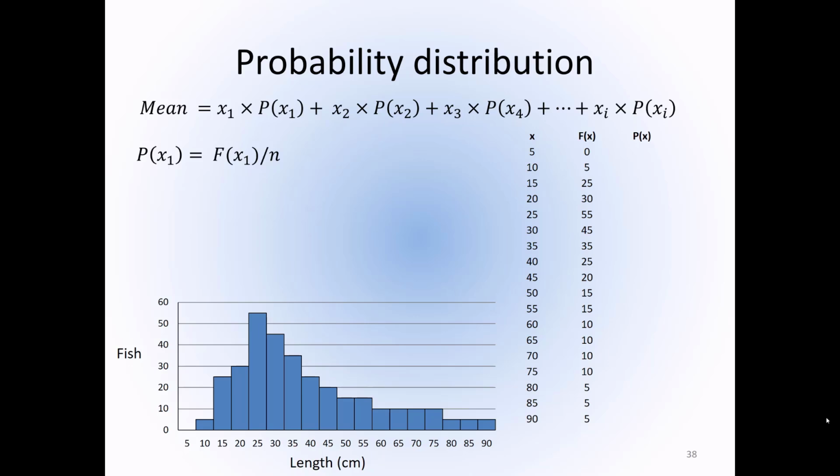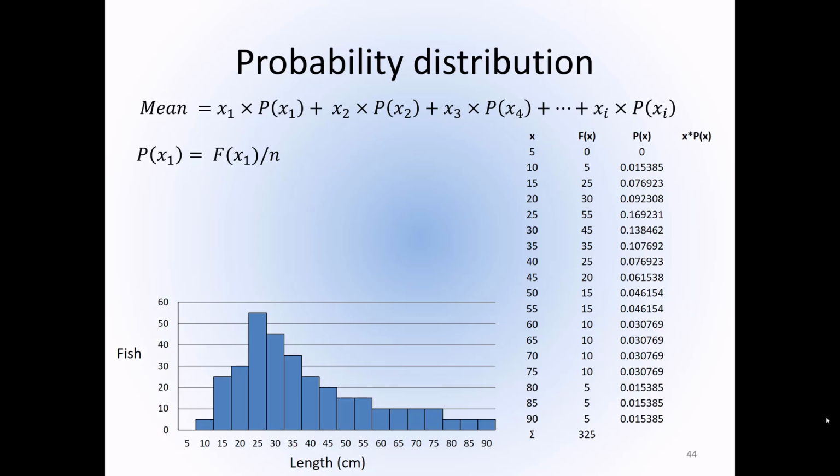So we simply take the frequency at which a particular event is occurring and divide it by the total number of observations. In this case, again, we've got 325 fish, so we take our frequencies and divide by the total, and we can then determine what the probabilities are for each of these. Now, in order to determine the mean, we will then take the value for each one of those events, in this case it's the size of our fish, we'll multiply it by the probability of that particular event occurring, and then we'll take the summation of that.